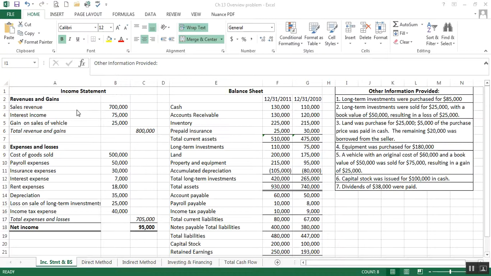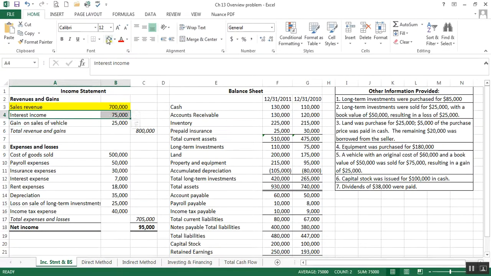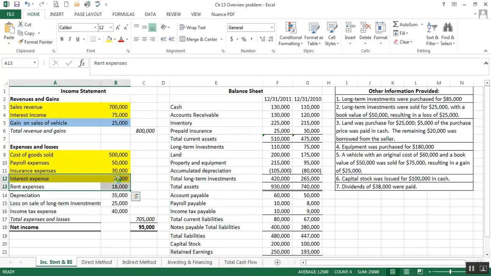So let's go through the income statement first. So here we have sales revenue. That's going to be an operating activity. Interest income, operating. Gain on sales of vehicle. So this is a vehicle that we had previously purchased or invested in. It's going to be an investing activity. So we'll code that as an investing activity. Cost of goods sold, that's operating. Payroll expenses, operating. Insurance expenses, operating. Interest expense, operating. Rent expense, operating.